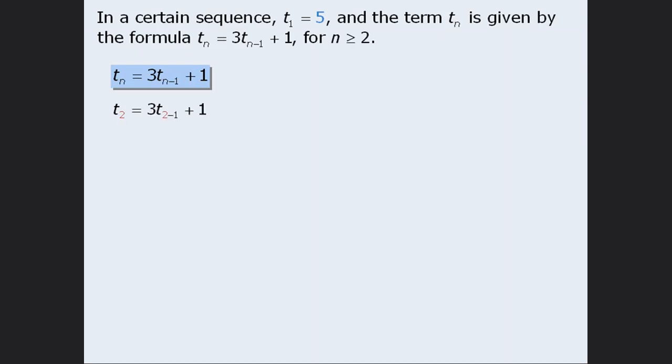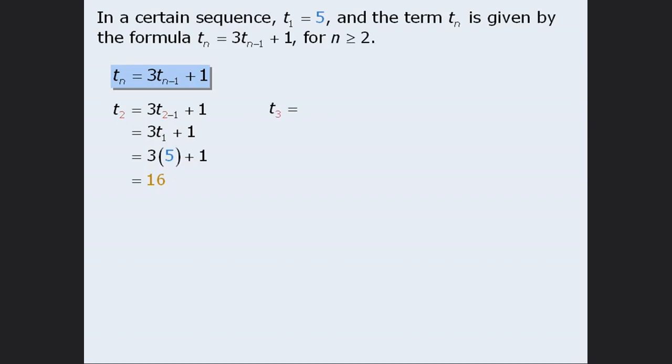When we plug 2 in for n and then simplify, we see that term 2 is equal to 3 times term 1 plus 1. Well, we already know that term 1 equals 5, so we can add this to our calculations. Now when we evaluate the right-hand side, we see that term 2 is equal to 16.